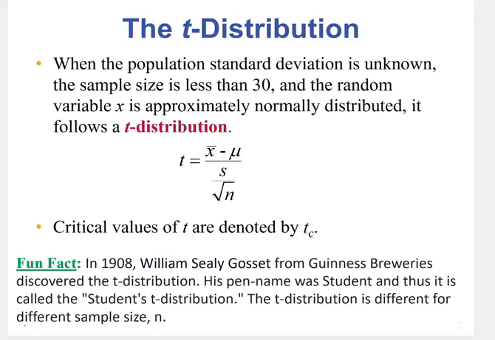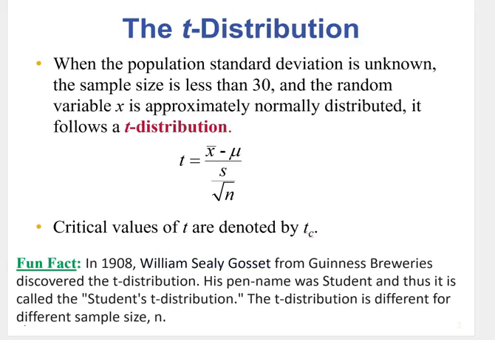T-distributions are approximately normally distributed, but not quite. And instead of using a critical value of z sub c, we would use a critical value of t sub c, indicating that we used a t-distribution rather than a z-distribution. Just a fun fact, this distribution was actually created by a man who worked for the Guinness Brewing Company. His pen name was Student, which is why sometimes you will hear the t-distribution called the student distribution as well.